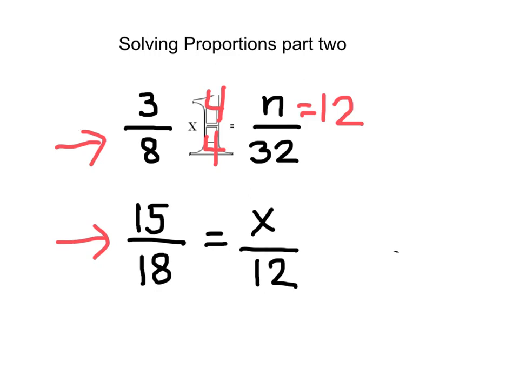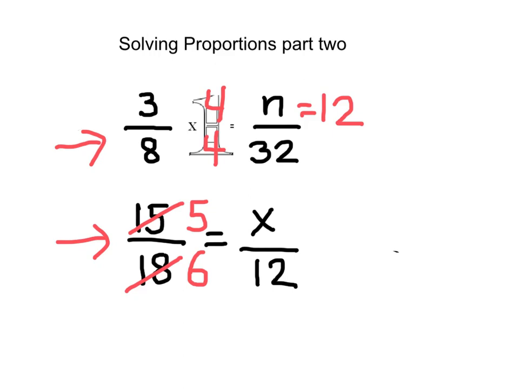Now, this proportion, we don't have a multiple because 12 does not multiply into 18. Well, if that's the case, I always encourage students, try to reduce the fraction and maybe you'll get a multiple. So here, 15 over 18, I can reduce that by dividing out a 3. And this will reduce to 5 over 6.